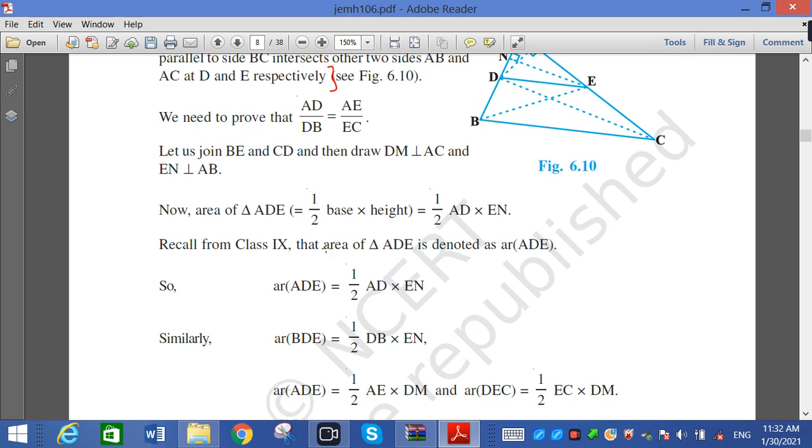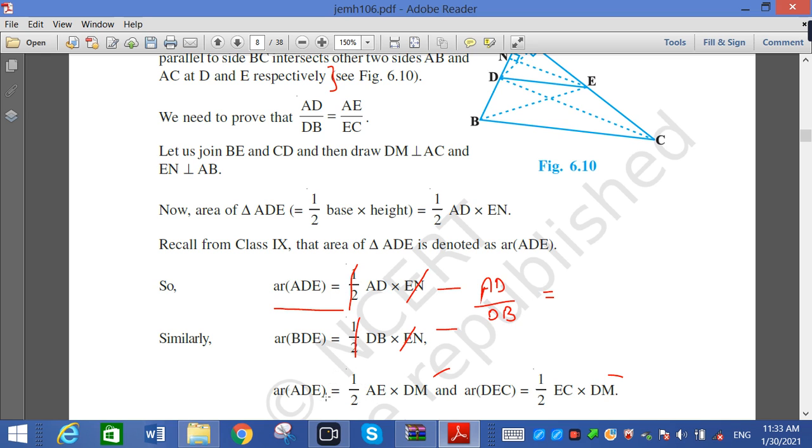We go further. So we have found four areas, that is 1, 2, 3 and 4: area of ADE, area of BDE, area of ADE, area of DEC. See, half into base into altitude. So if I divide area of ADE by area of BDE, this will cut, and again that cuts. So we can get AD upon DB.